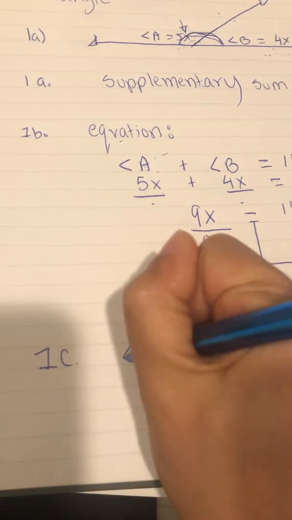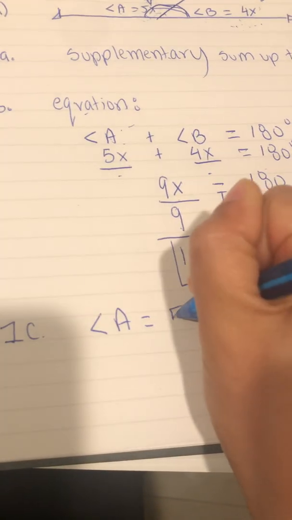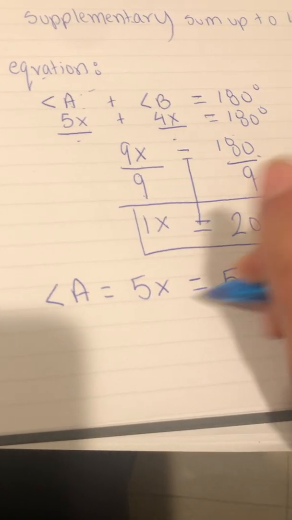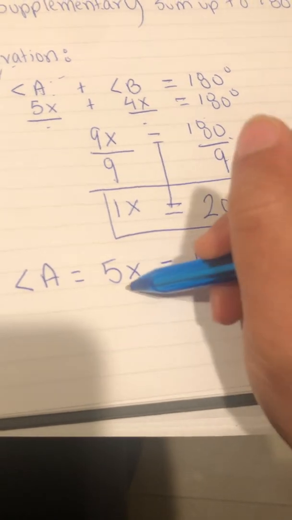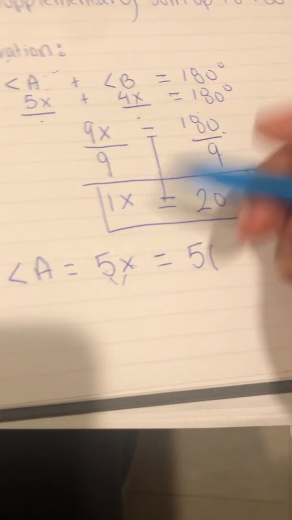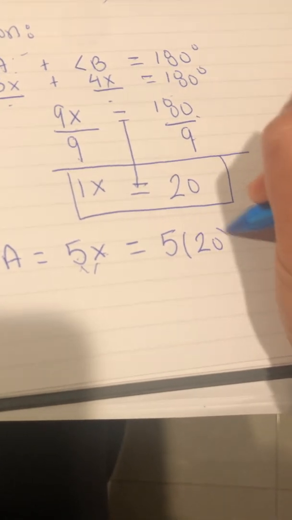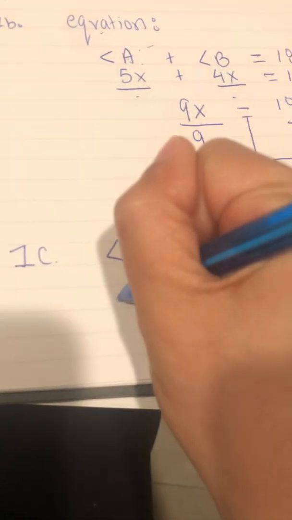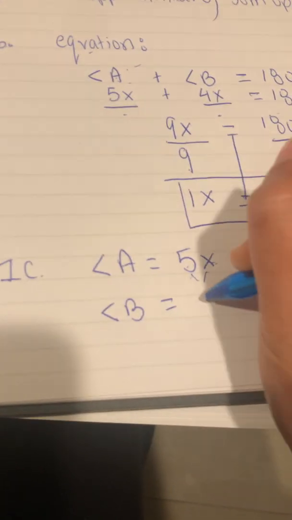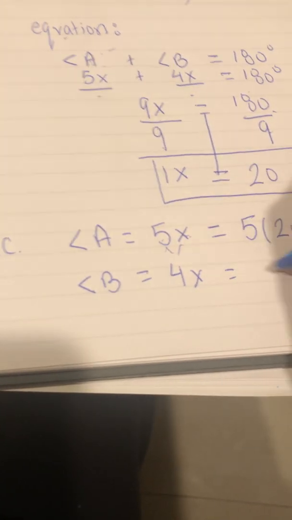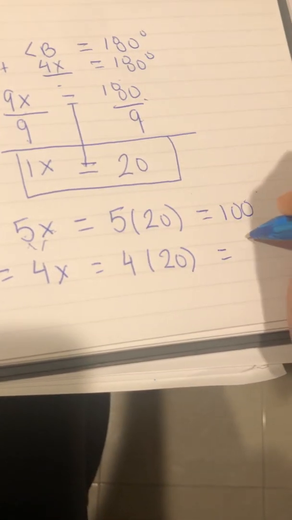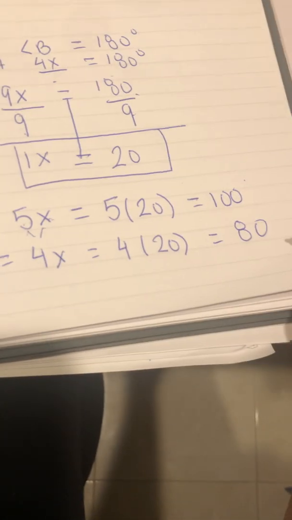All right, so here's the last part. We know that angle A equals 5x. Now, I know that x is 20. So instead of x, I'm going to put 20. And because the relationship between these two is multiplication, I'm going to do 5 times 20. And 5 times 20 is 100. Now angle B is 4x. I know now that x is 20. And that's going to equal 80 because 4 times 20 is 80.